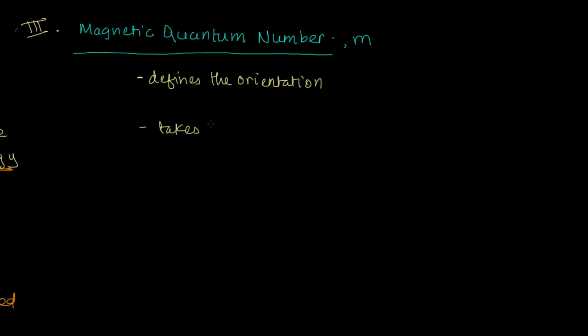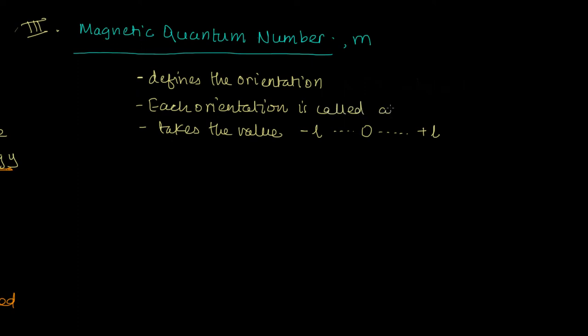And it takes the value from minus L through 0 and goes to plus L. Starts from minus L, goes to plus L. And each of these orientations is called an atomic orbital. Each orientation is called an atomic orbital.